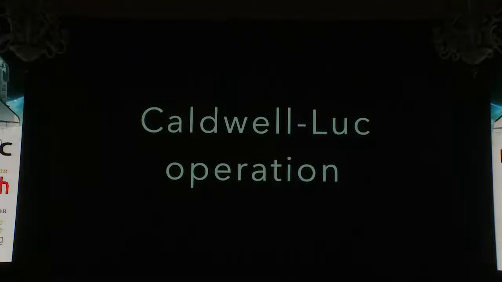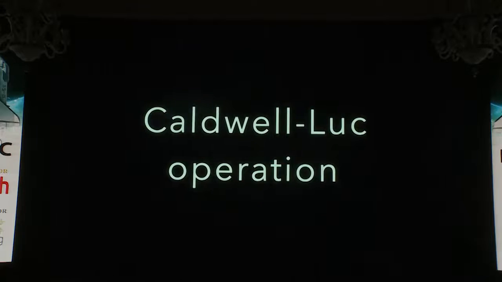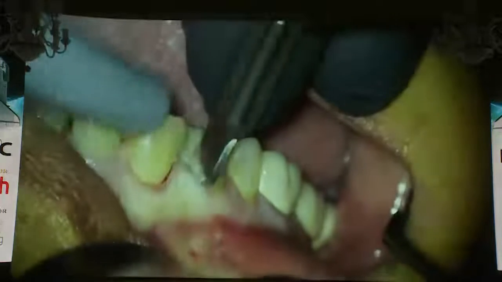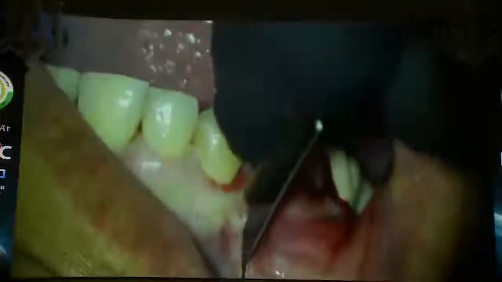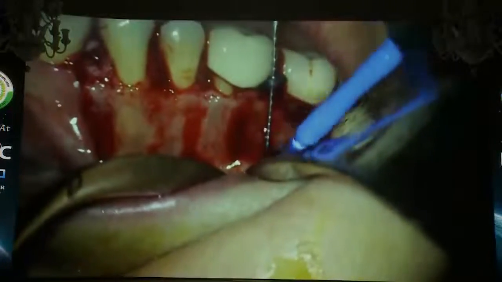I started a Caldwell-Luc operation to remove this foreign body. Let's go to see. Starting with flap designing, a triangular flap. I reflected the flap with a micro periosteal elevator. Then I accessed the maxillary sinus. Now I elevate the maxillary sinus wooden floor.